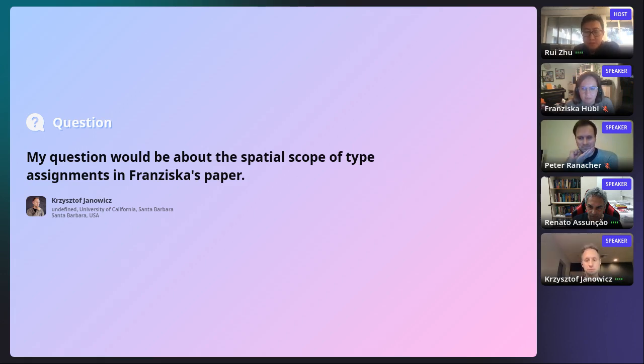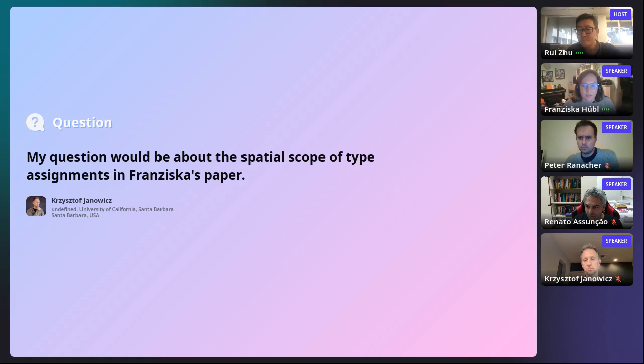Pardon, you mean that the type is changing over time, or what is the question exactly? Yes, the place type is changing over time, right? So it's only valid during certain time periods. How did you model that?